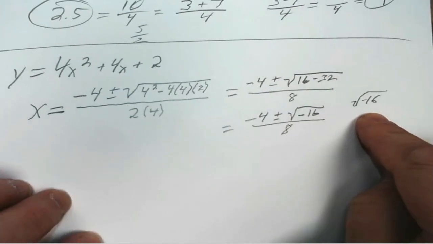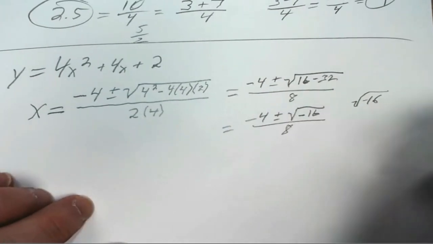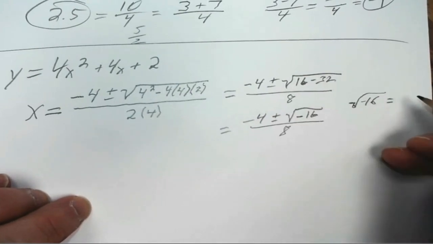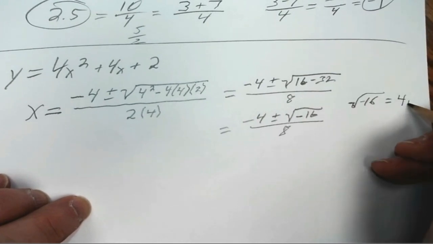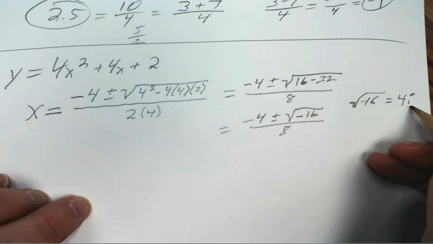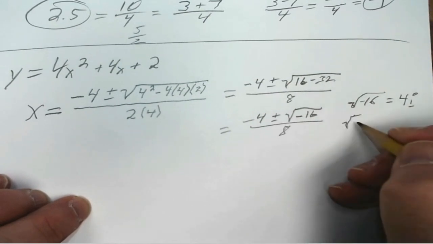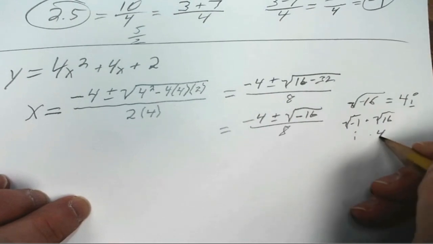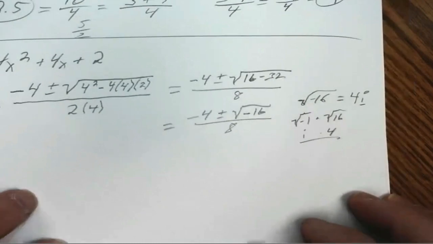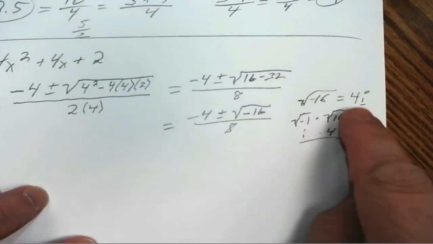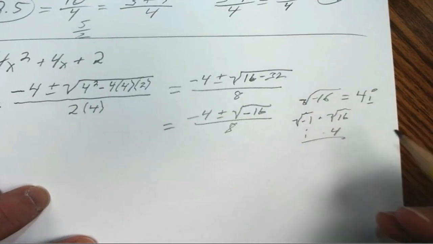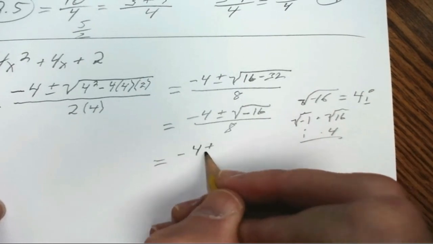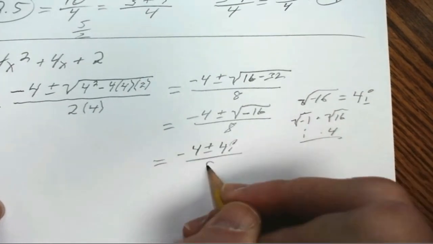Before high school, we would just say that's no solution. There's no such thing as the square root of a negative number. But now we know that the square root of negative 16 is 4i, an imaginary number i, right? Because it's the square root of negative 1, which is i, times the square root of 16, which is 4. Sorry, it's off your screen there. The square root of negative 1 times the square root of 16 is the square root of negative 16, which is 4i, because this is i, this is 4. So negative 4 plus or minus 4i over 8.